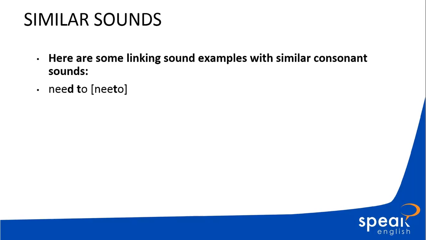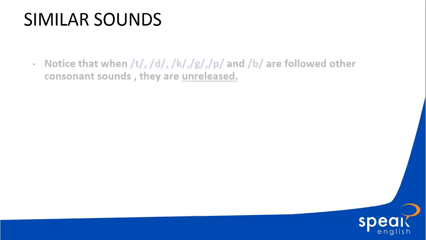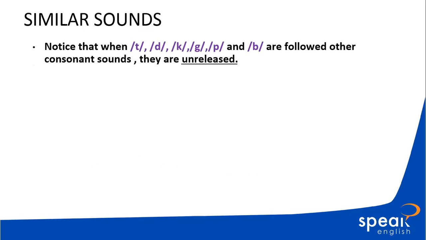Now take a look. I'm going to go back to these examples. Before we check the examples, look at the sounds that we have over here. When the sound of the letter T, D, K, G, P, and B are followed by other consonant sounds, they are unreleased. Unreleased means that we do not pronounce them. Let me send you a screenshot of this part before we check the examples so that you can compare this information.